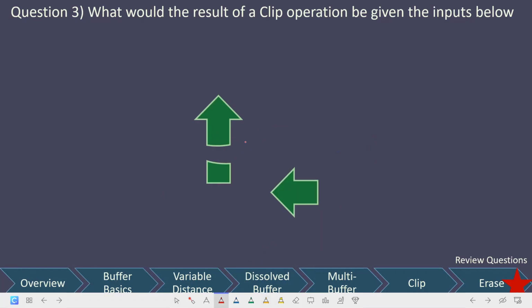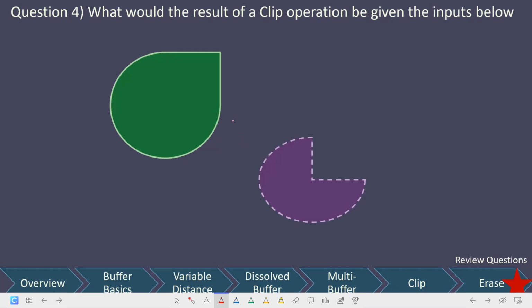Okay, so let's look at the last question here, which would be given these two input features, an input feature and a clip feature, what would happen if we ran a clip given this arrangement here? Pause the video, really think about it. It's different than what we've seen before. What do you think would happen if we ran a clip?